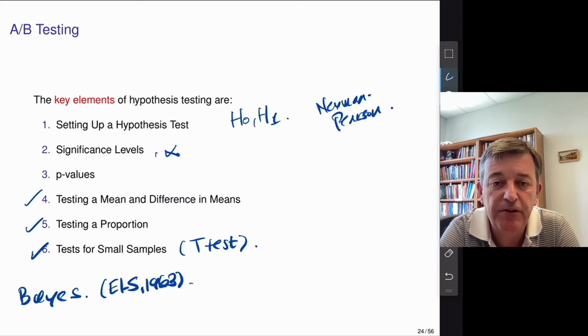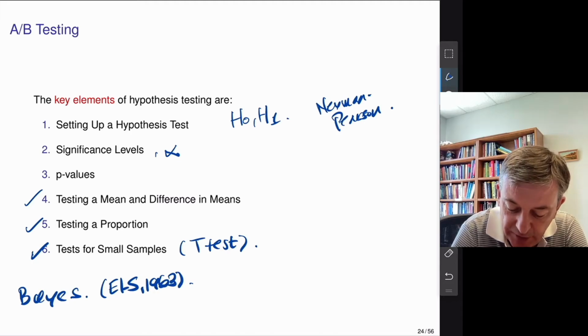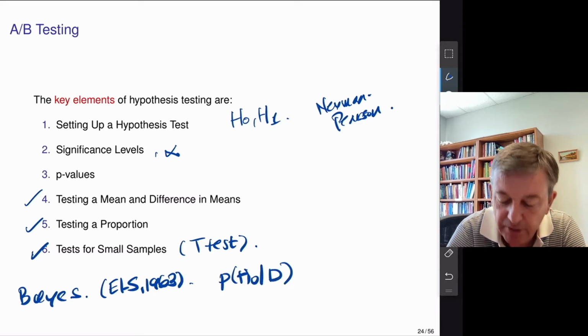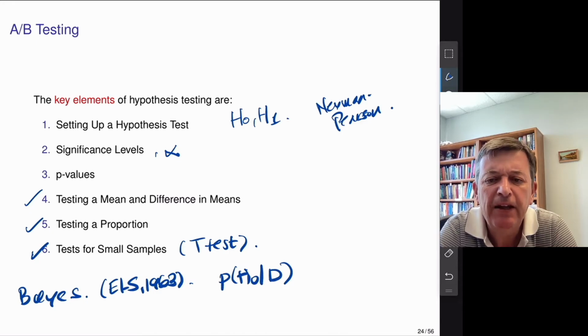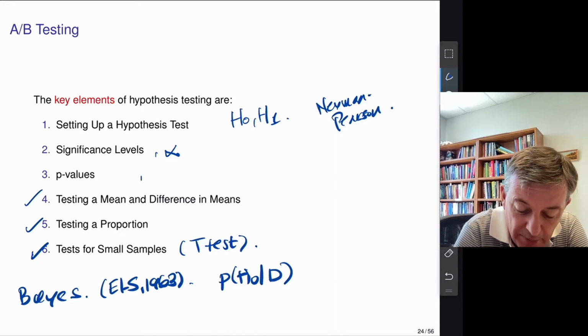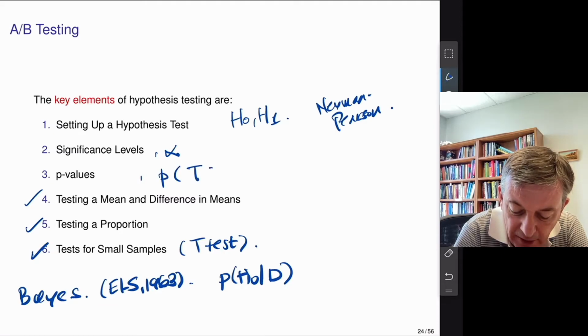And of course, the Bayes approach to hypothesis testing is very simple. I want to work out what's the probability of H0 given my data. So let D be data, right? And that's actually very different from something like a p-value. A p-value would be something like, what's the probability that t is bigger than t observed, given that H0 is true?